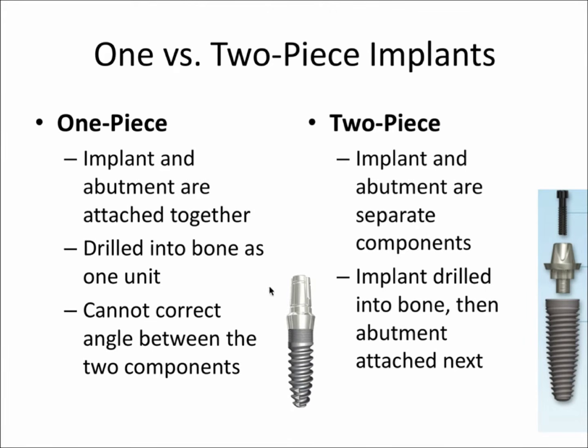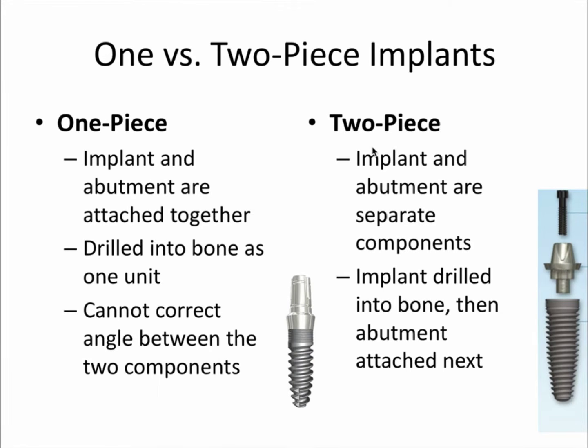And the problem with a one-piece implant is that you cannot correct the angle between the two components because they're attached as one piece. Whereas once an implant's placed and maybe you want to correct for an angulation error, you can purchase an abutment that has a certain angle built into it, and so you can correct that post-implant surgery.